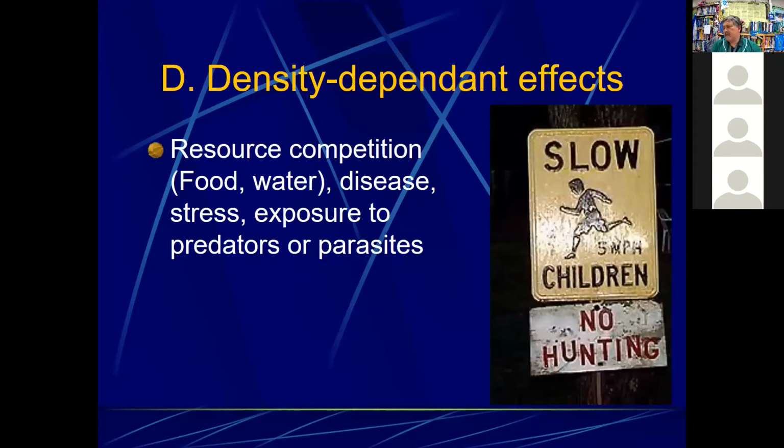All right, here's some other factors that influence population. Density-dependent effects: resource competition, disease, stress, exposure to predators, exposure to parasites. All these have to do with the concentration of organisms in a defined space. So if you have more organisms in a defined space, they're going to have to compete for food. There will be more susceptible to diseases. They might have more stress, like people in the city, right?